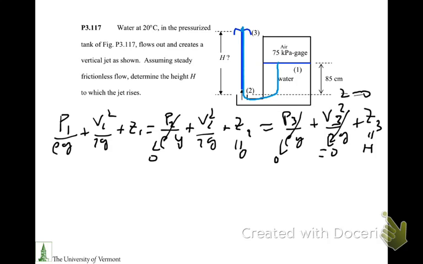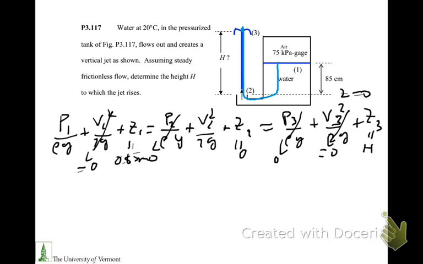And P1 is 75 kilopascal gauge. The level is supposed to be constant, so the velocity at 1 is equal to 0. And Z1 is 0.85 meter.